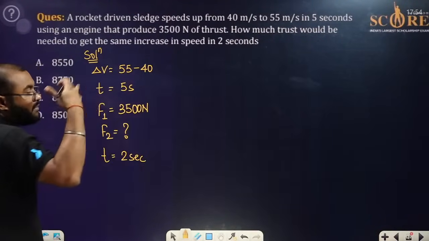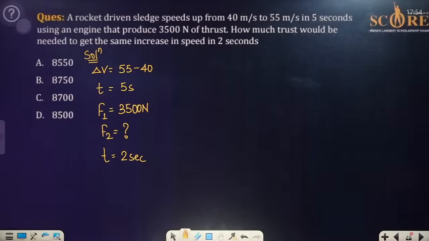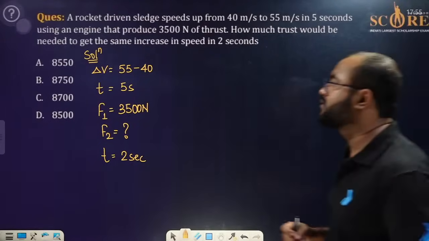We need the same increase in speed, 40 to 55, but the time has decreased. If the time is decreased, that means we have to apply more thrust. Getting my point? I hope this much is clear to all. It is pretty much simple, everyone. It is not a very different type of question. It is very much simple.